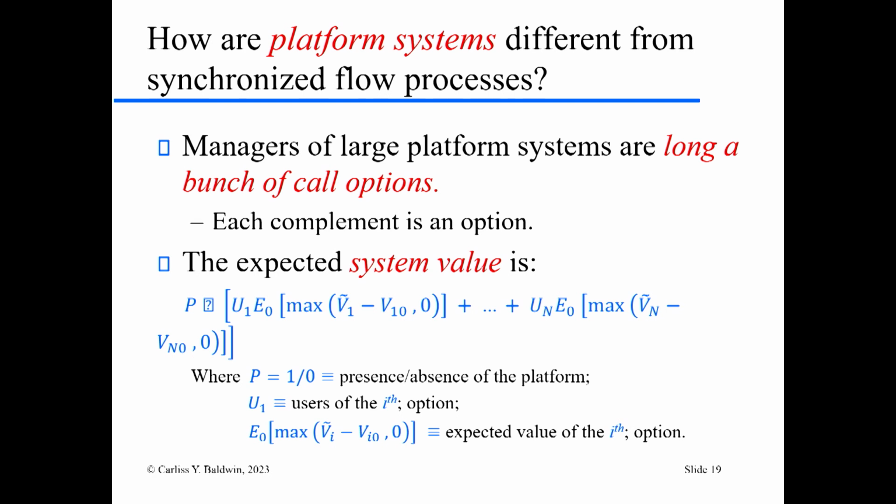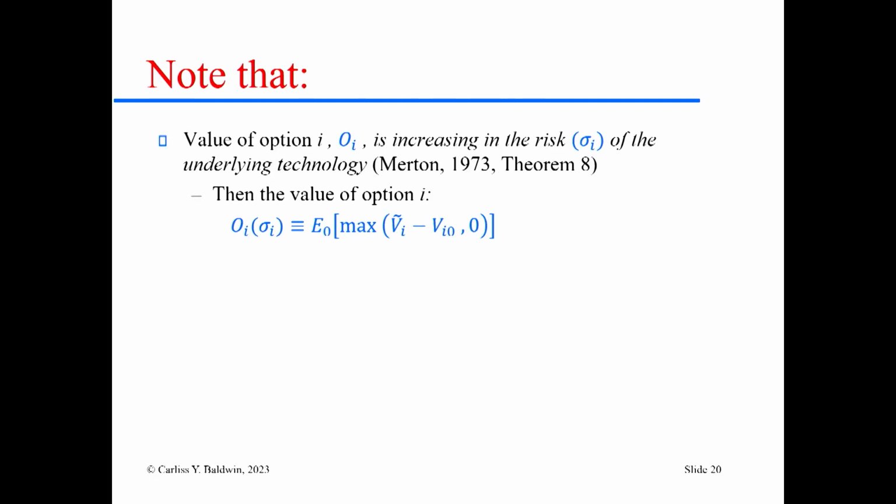And then everything that follows is UI, the number of users of each complementary option, the number of buyers, if you will, and then E, the MAC, that's a standard call option formula, well known. And these things, the platform, the number of users, and the value of each option, those are complements. If one goes up, it makes the others more valuable. Note that the value of an option is increasing in the risk. This is Merton, 1973, Proposition 8.